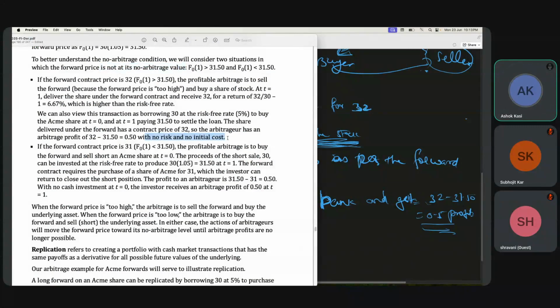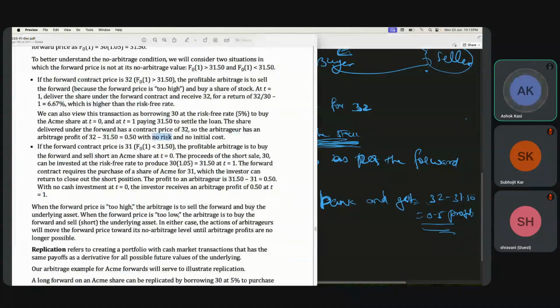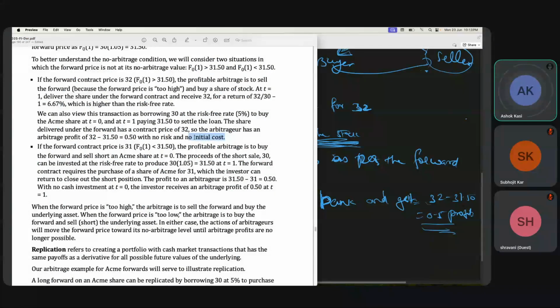No risk, no initial investments. So in arbitrage, you don't have any risk. Why? You don't have any risk because you know the situation from both sides, both the markets, what is the price going on. So that's why no risk, no initial cost also. Why? Because you can get the money from the bank. So this is also the characteristic of arbitrage: no risk, no initial cost.